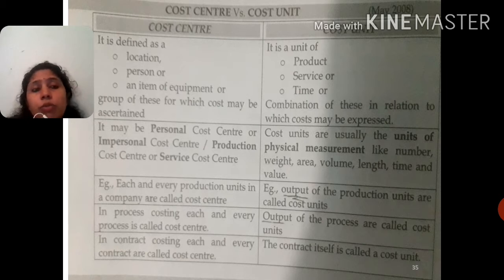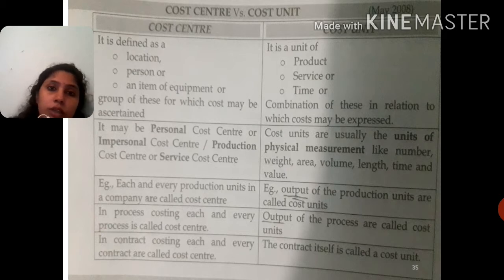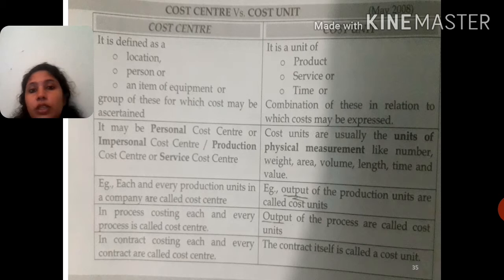Yes. Come to the cost unit column. The contract itself is called a cost unit. So consider my last example. ABC company got one road work from Kanjangadu to Bekal. That one work is called one contract. So we can say that ABC company got one contract, one number of contract. Clear?